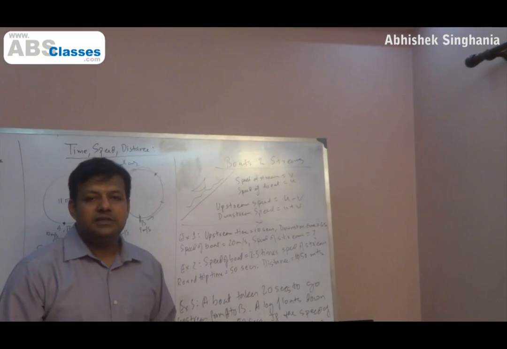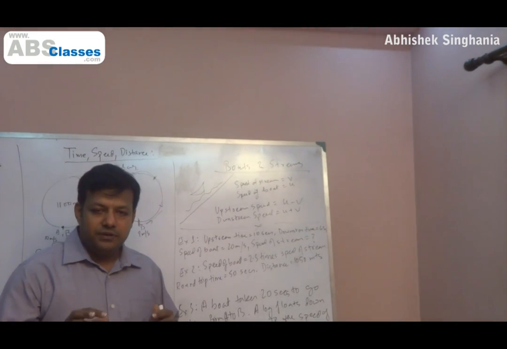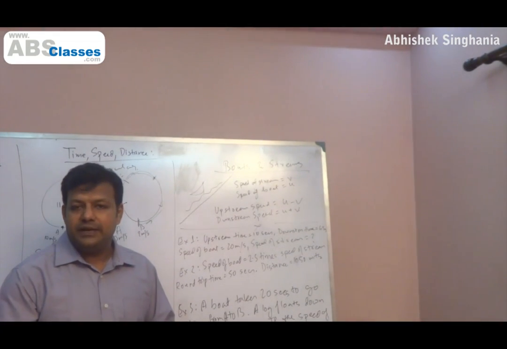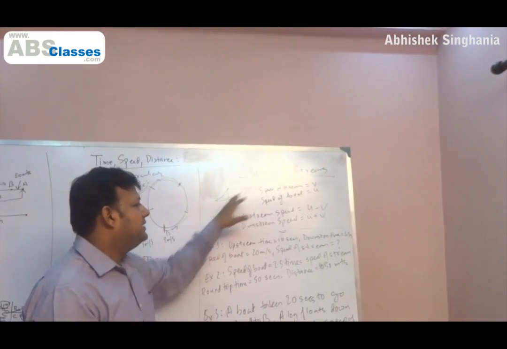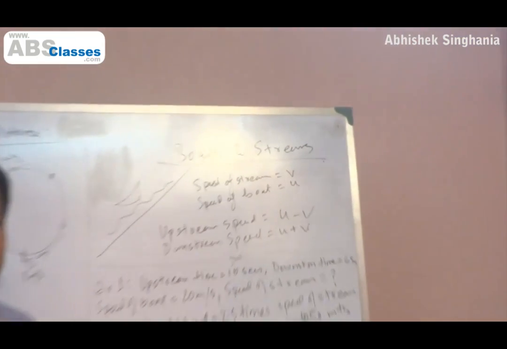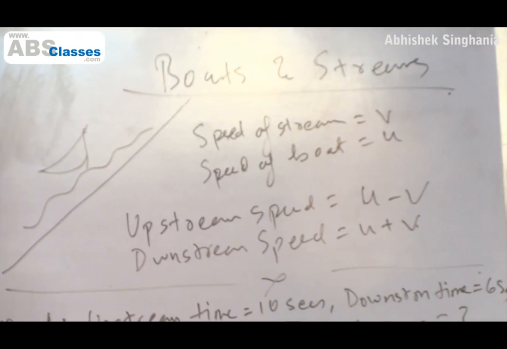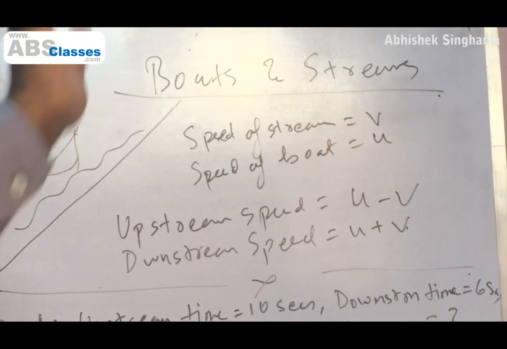Boats and streams is another concept in time, speed and distance, which we can solve most of the questions using relative speed and ratio both. Alright, the concepts are very simple. It goes like this. Say there is a stream. I don't even need to tell you, it's commonsensical. The stream will flow from top to bottom. It's virtually impossible for a stream to flow upwards.